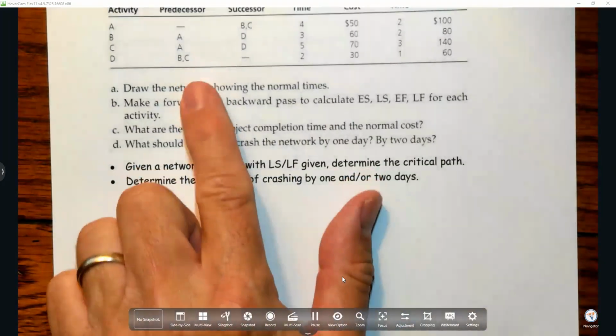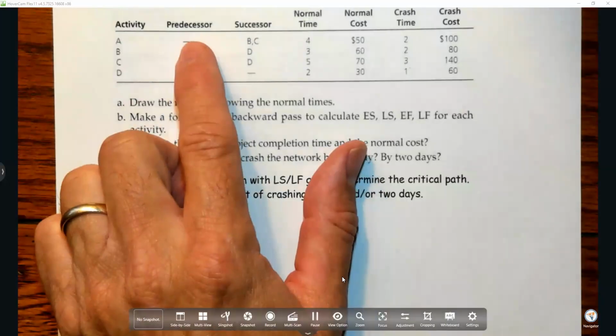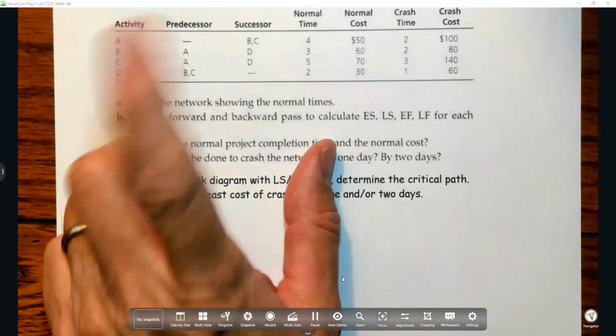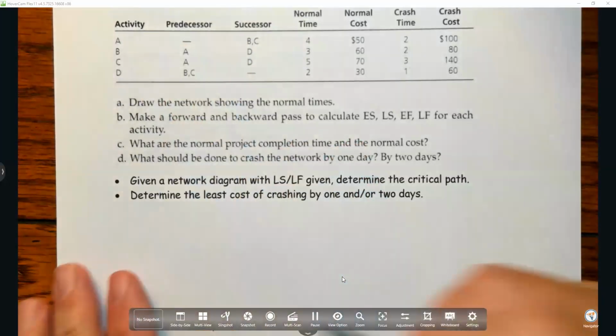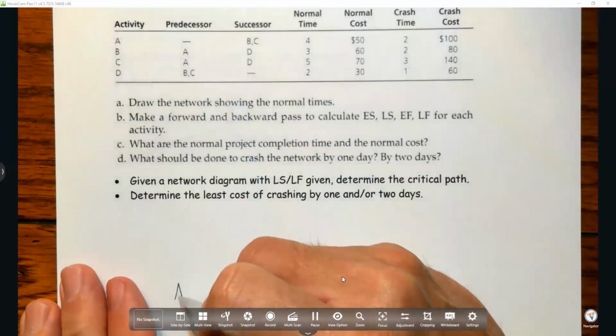All right, I look at this one and I say predecessors. What has no predecessors? Oh, guess what? A has no predecessors. So I do A.